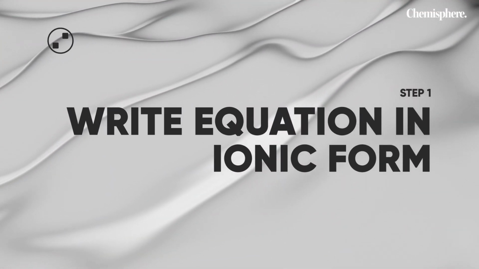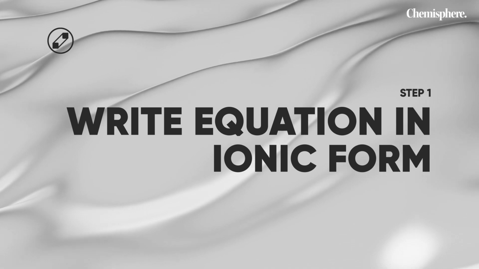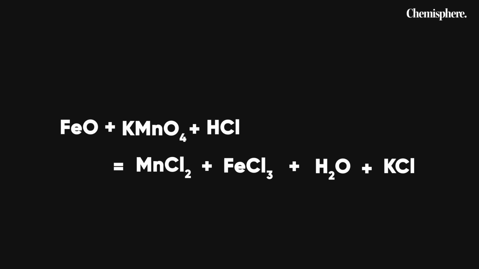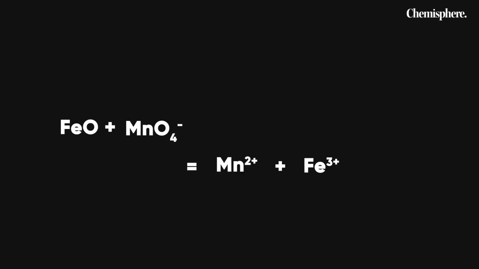The first step is to write the equation in ionic form. Let's say this equation is FeO plus KMnO4 plus HCl equals FeCl3 plus MnCl2 plus H2O. Now we have to convert this into the ionic form. In ionic form, this entire equation will be written as FeO plus MnO4 minus and H plus equals Fe3 plus, Mn2 plus, H2O. So we see that we are only interested in the ions here, not the molecule by itself. Why are we doing this? You will know in a while.